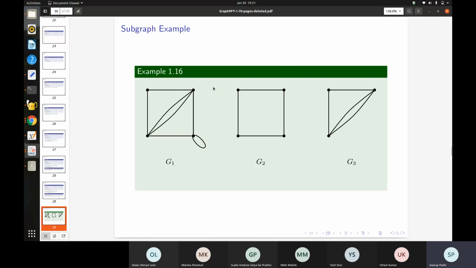Can you all see my cursor? I am not sure if my cursor is visible. Hello? Yes, sir, your cursor is visible.